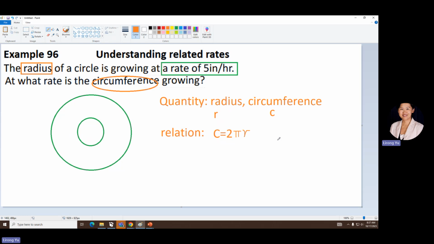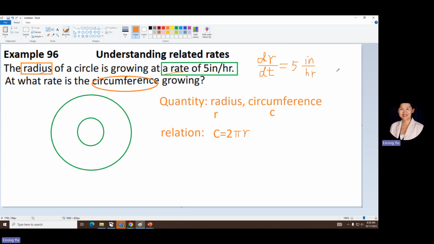So that's the relation. But the question is not asking the relation, it's asking the relation between the rates. So we're going to have to rely on the fractional notation for the rates. So for the rates, we use the derivative notation. We'll say the rate of the radius, we write that as dr/dt. So the increasing of the radius is 5 inch per hour.